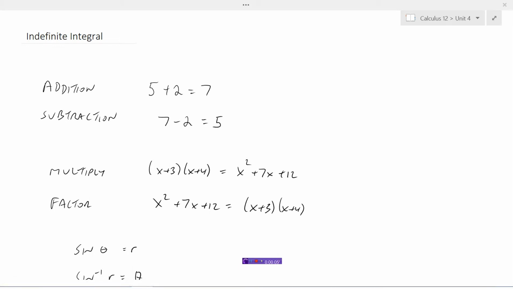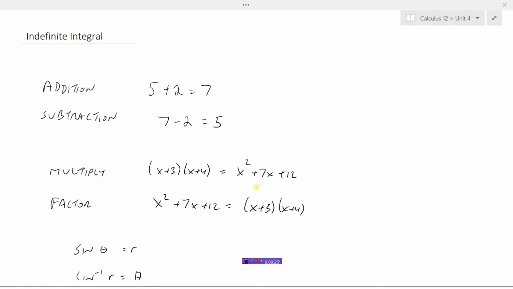There's a lot of opposite operations in mathematics. For instance, addition. If you start with 5 and you add 2, you get 7. But then if you take 7 and you subtract 2, you're back at 5, because addition and subtraction are opposite operations. Same with when you multiply two binomials here.